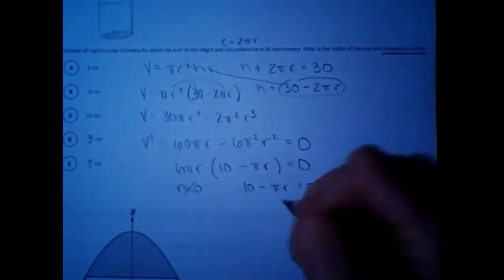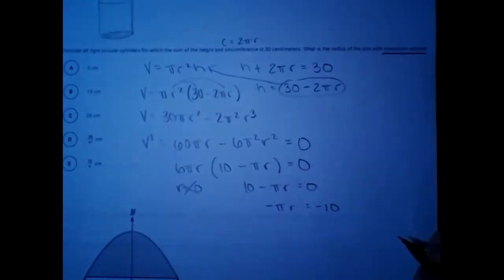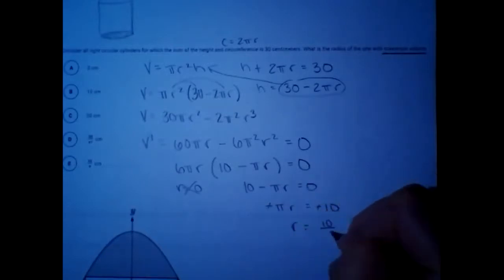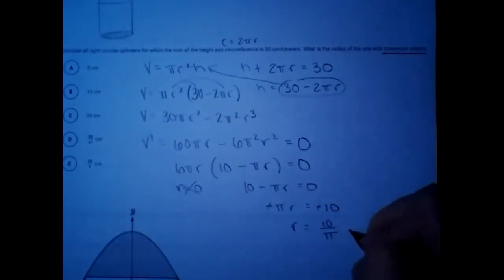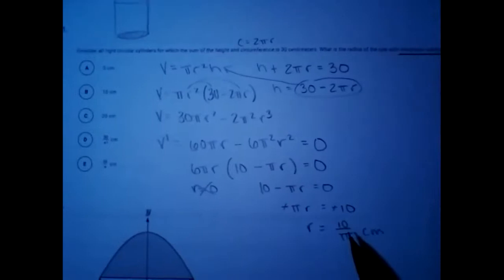And then subtract the 10. Negatives are going to cancel, and then divide by pi. So we get r equals 10 over pi. The units were centimeters. That almost doesn't matter because they put centimeters in every single choice. But we want r to be 10 over pi, so that one is E.